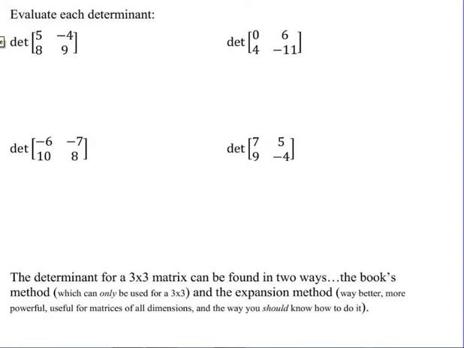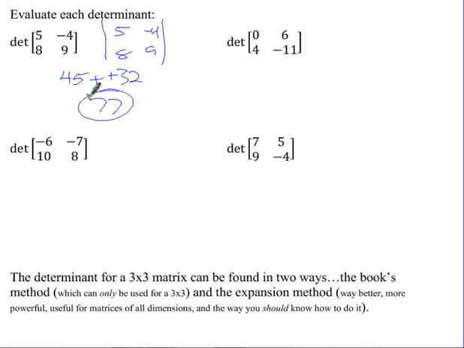So let's practice a little bit. Evaluate each determinant. Notice I'm using the notation the book uses. You could also write it like this, 5, negative 4, 8, 9 with straight bars rather than brackets. It kind of looks like absolute value bars, but it's not absolute value. So we will do what? 5 times 9 is 45. Minus 8 times negative 4, which is negative 32. So we have 45 minus negative 32. Minus minus turns to plus. 45 plus 32 is 77.